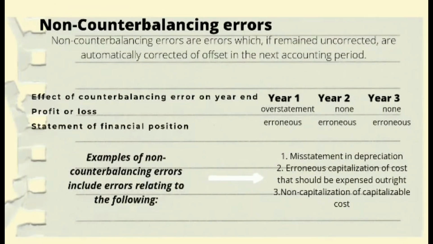Examples of non-counterbalancing errors include errors relating to the following. Number 1, misstatement in depreciation. Number 2, erroneous capitalization of costs that should be expensed outright. Number 3, non-capitalization of capitalizable cost.